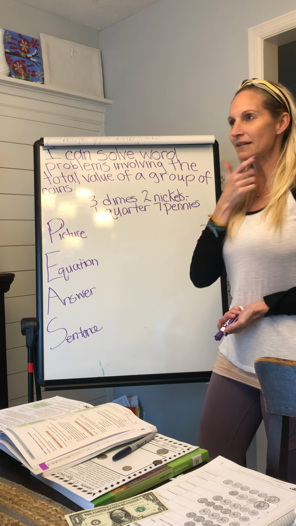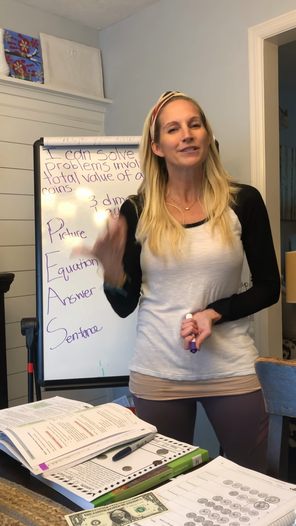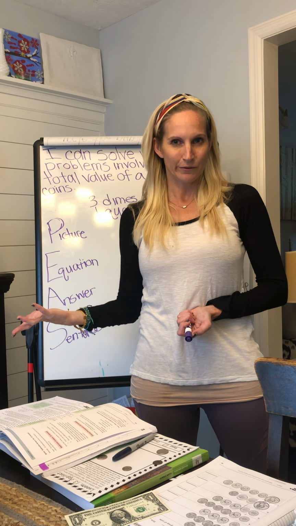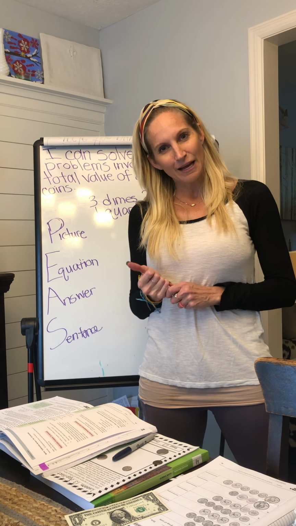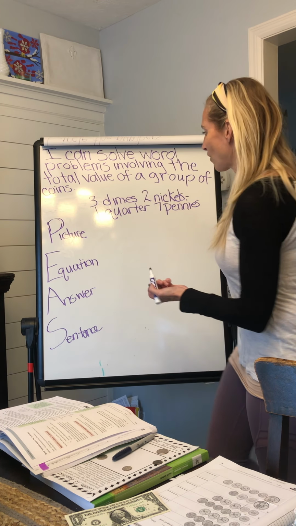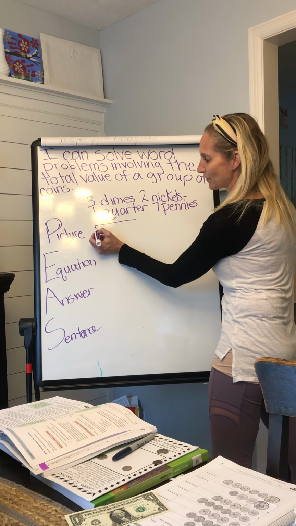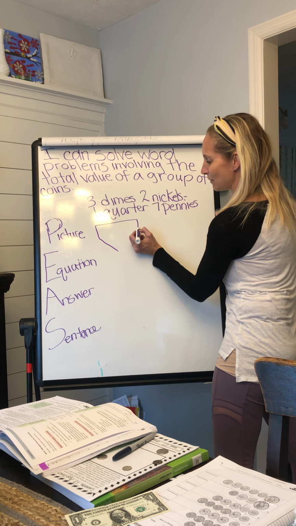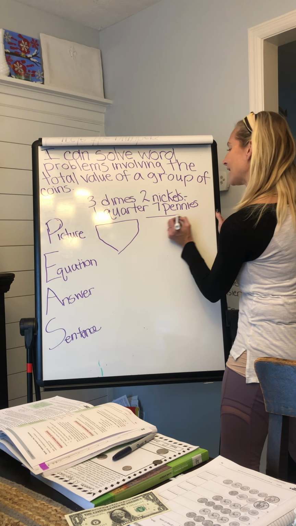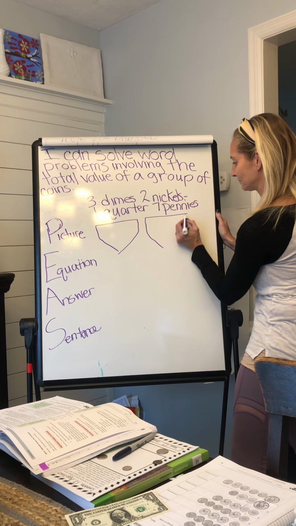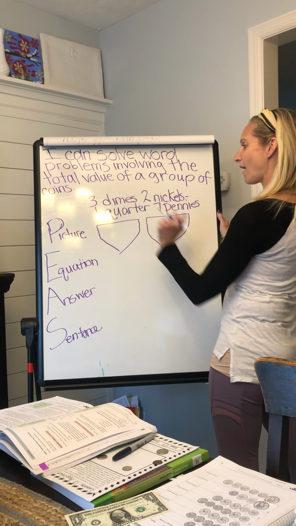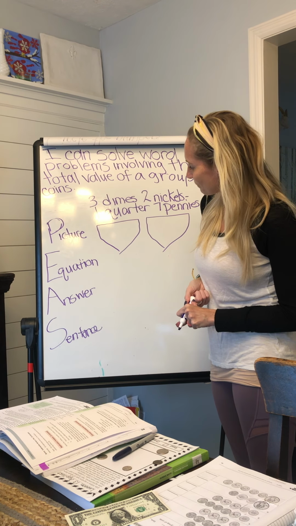So if I was gonna draw a picture, there's not just one right way to do this. But the first thing I'm thinking is that I could draw kind of a pocket, right? Could be however you wanted. Could kind of make it like this. And then I could draw another pocket here. And in one pocket, I want to draw those dimes.